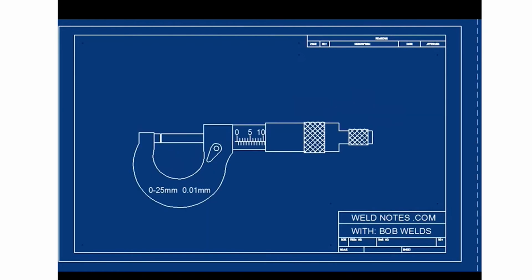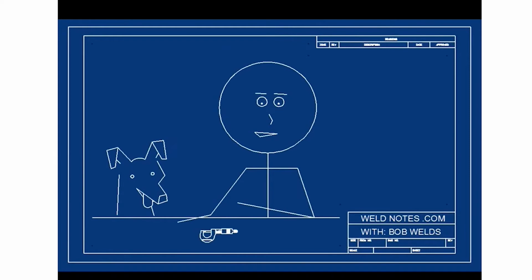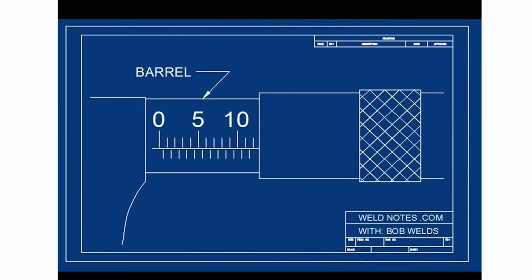As you turn the knurls, the measuring parts open up. These are called the spindle and the anvil. The spindle moves, the anvil does not. Now to get down to the business of reading this thing, let's take a close look at what's called the barrel scale. I'll have Sparky, my dog, help me out. He's a pointer.